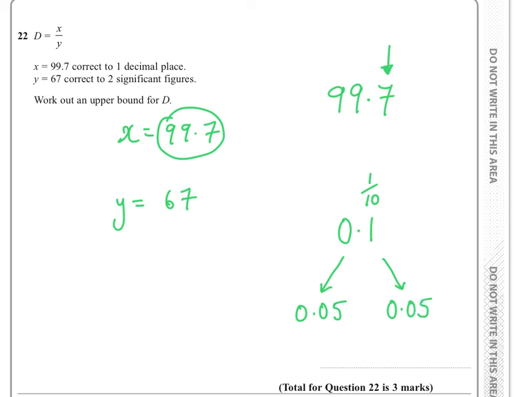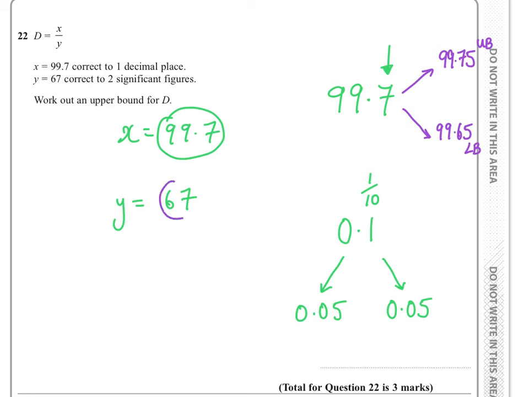So if we want the upper bound here of 99.7, we would add 0.05 to it, and we'd get 99.75, and that would be the upper bound. And then to get the lower bound, we just take 0.05, and that would give us 99.65, and that would be the lower bound.